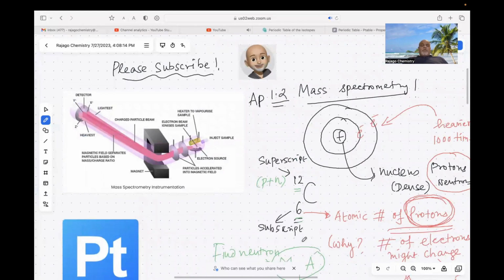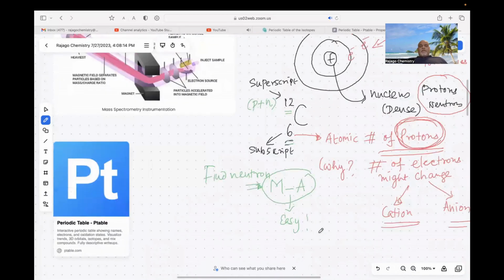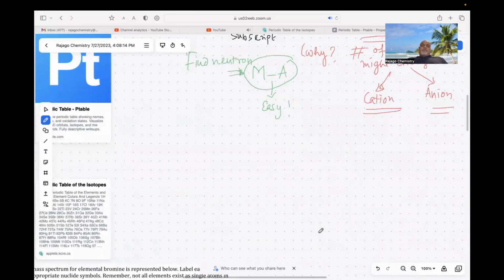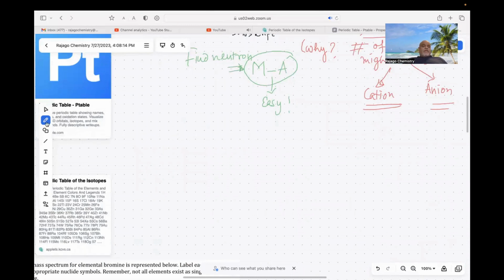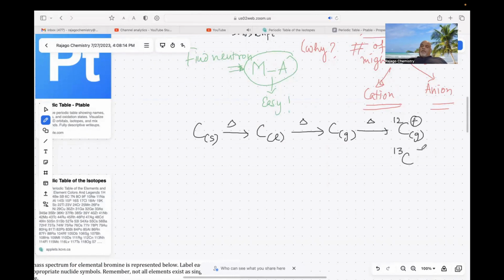So if I have to find out how many isotopes there are, usually if you take any solid, let's say we have to find out how many isotopes are there in carbon. Carbon is a solid. You first heat carbon and it becomes a liquid. Then if you heat further, it becomes a gas. Then if you heat further, it forms gaseous carbon ions. Now, when they form ions, it can form several species: carbon 12, carbon 13, carbon 14, and so on. We don't know how many isotopes there are, but let's say there are 3 isotopes.